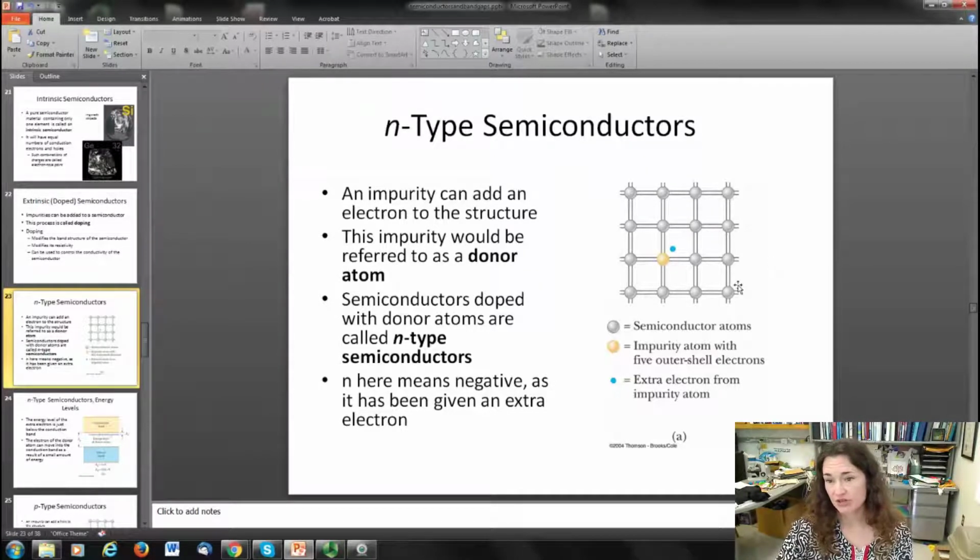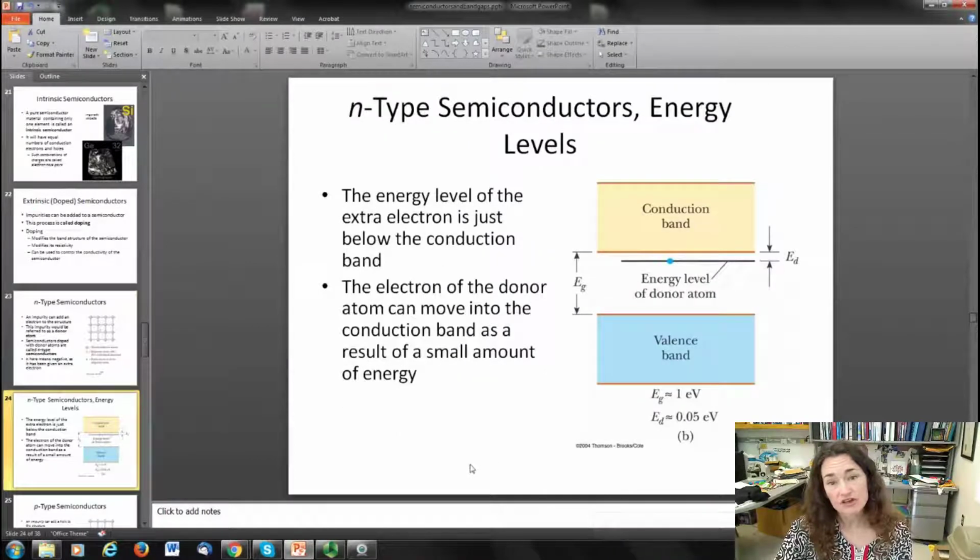Okay, so here you see a little cartoon of that where you have your gray, regular old, say, silicon semiconductor atoms, and then they're in group 4 of the periodic table, and then you add an impurity atom with 5 outer shell electrons in group 5, and that gives an extra electron to the N-type semiconductors. The energy level of that extra electron is going to be just below the conduction band, and the electron of the donor atom can move into that conduction band as a result of a very small amount of energy. So it does modify the conductivity of the material in that way.